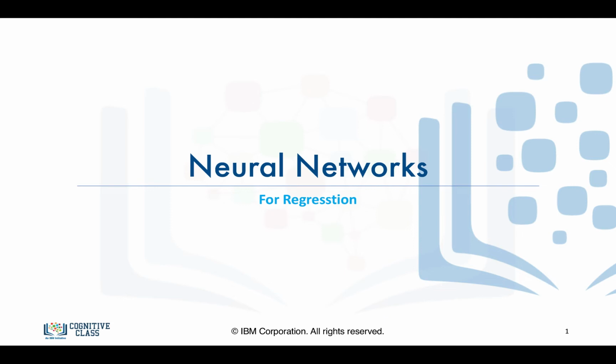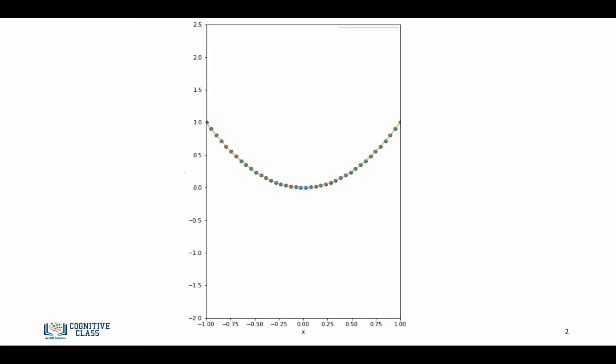So in this video, we're going to cover neural networks for regression. And we only have a few examples where we use neural networks for regression, but we still should review it. So here's an example of a nonlinear function that we can't use linear regression to map. And the actual data points are in blue, and the actual function we want to approximate is in yellow.